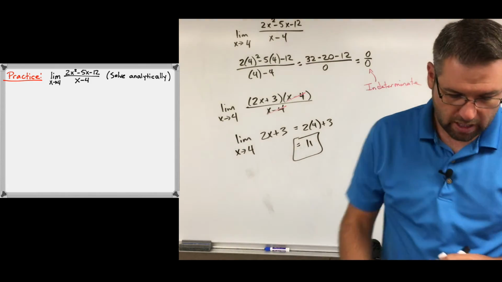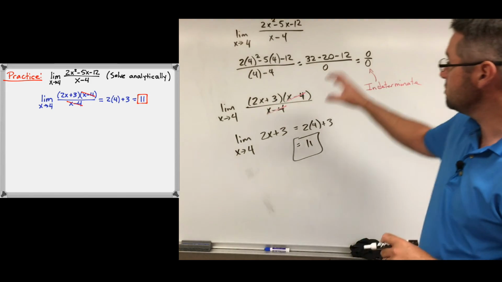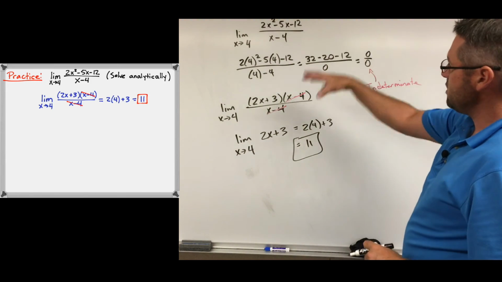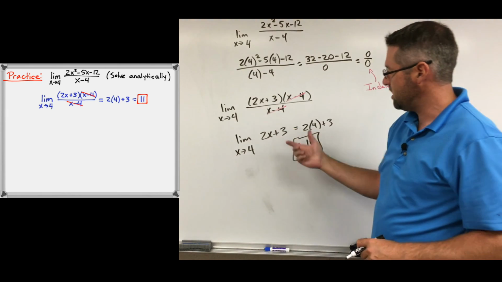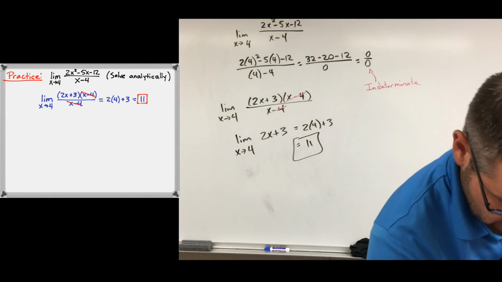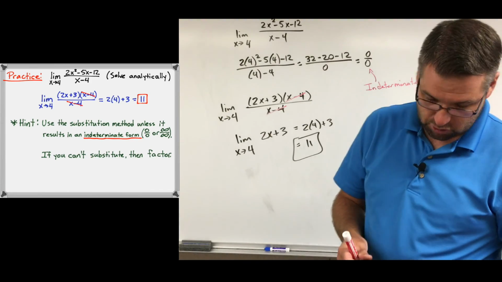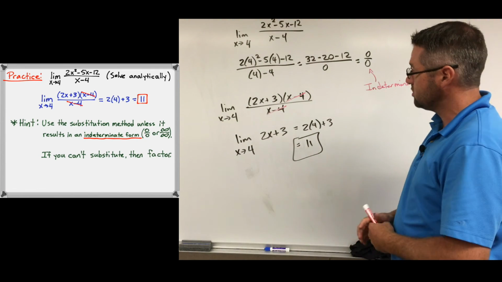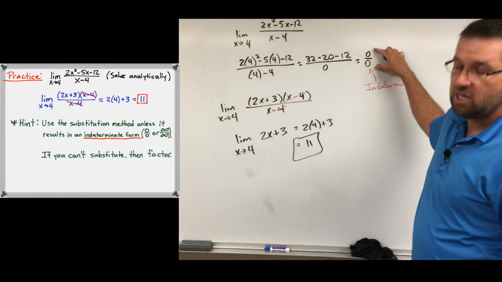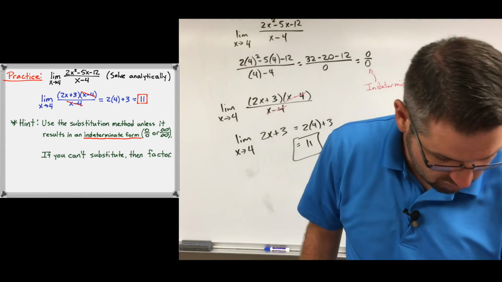So again, you always check substitution first. If it gives you an answer, great, you're done. If it gives you an indeterminate form, then you try factoring, see if you can reduce something, and then substitute after that. So it's pretty straightforward. And again, just emphasizing that hint: use the substitution method unless it results in an indeterminate form. Now you see in the notes, 0 over 0 is indeterminate. Infinity over infinity is also indeterminate. We'll talk more about that in the future as well.